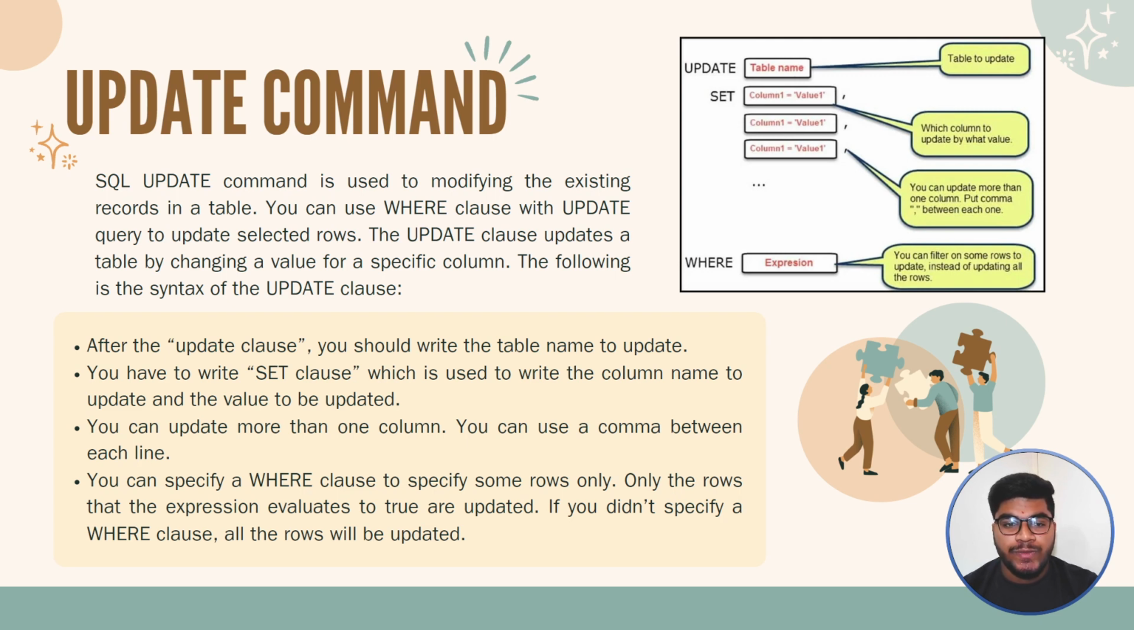First, after the update clause you should write the table name to update. You have to write the set clause, which is used to write the column name to update and the value to be updated. You can update more than one column also, using a comma between each assignment. You can specify a where clause to select some rows only. Only the rows for which the expression evaluates to true are updated. If you don't specify a where clause, all the rows will be updated. This is the syntax of the update command.